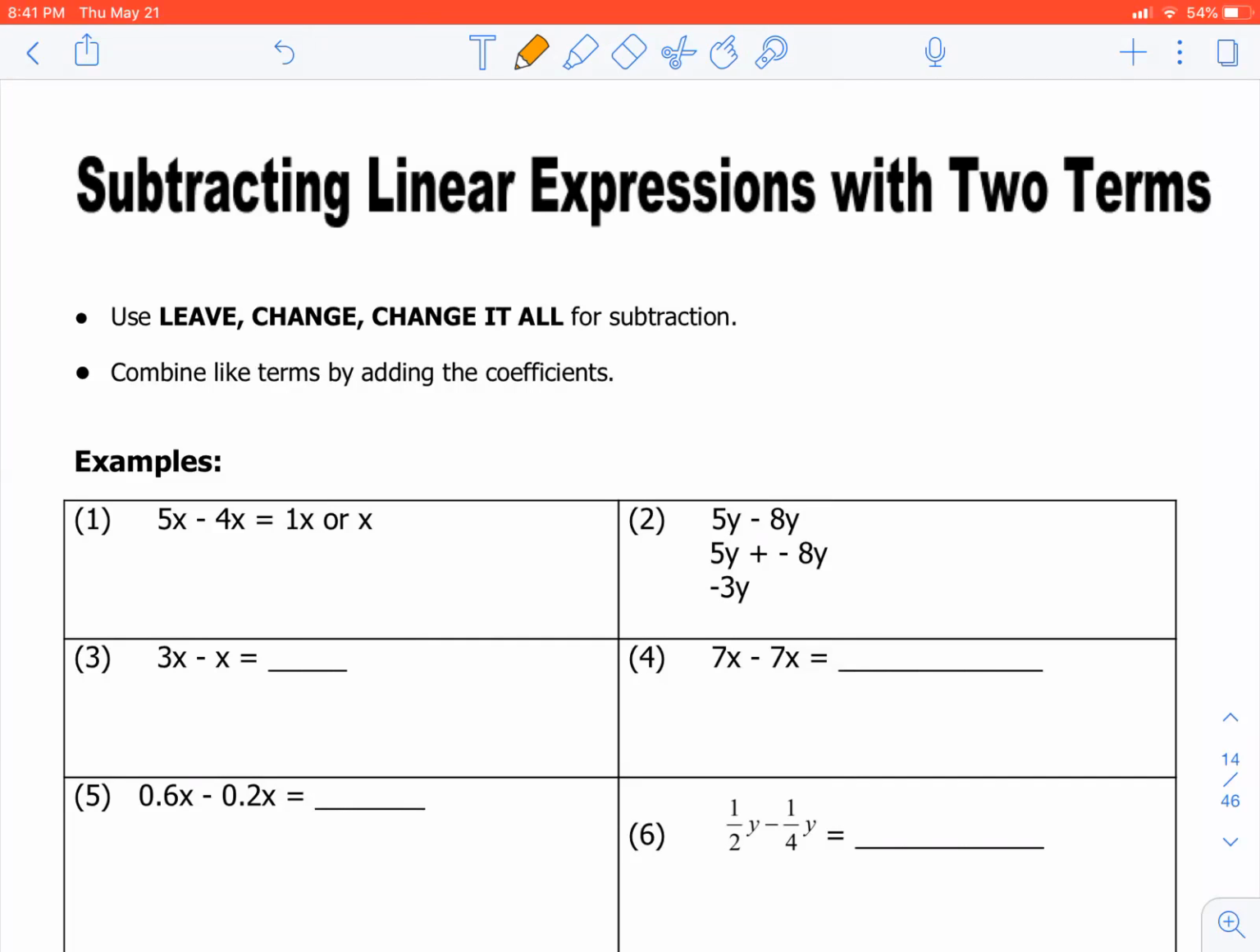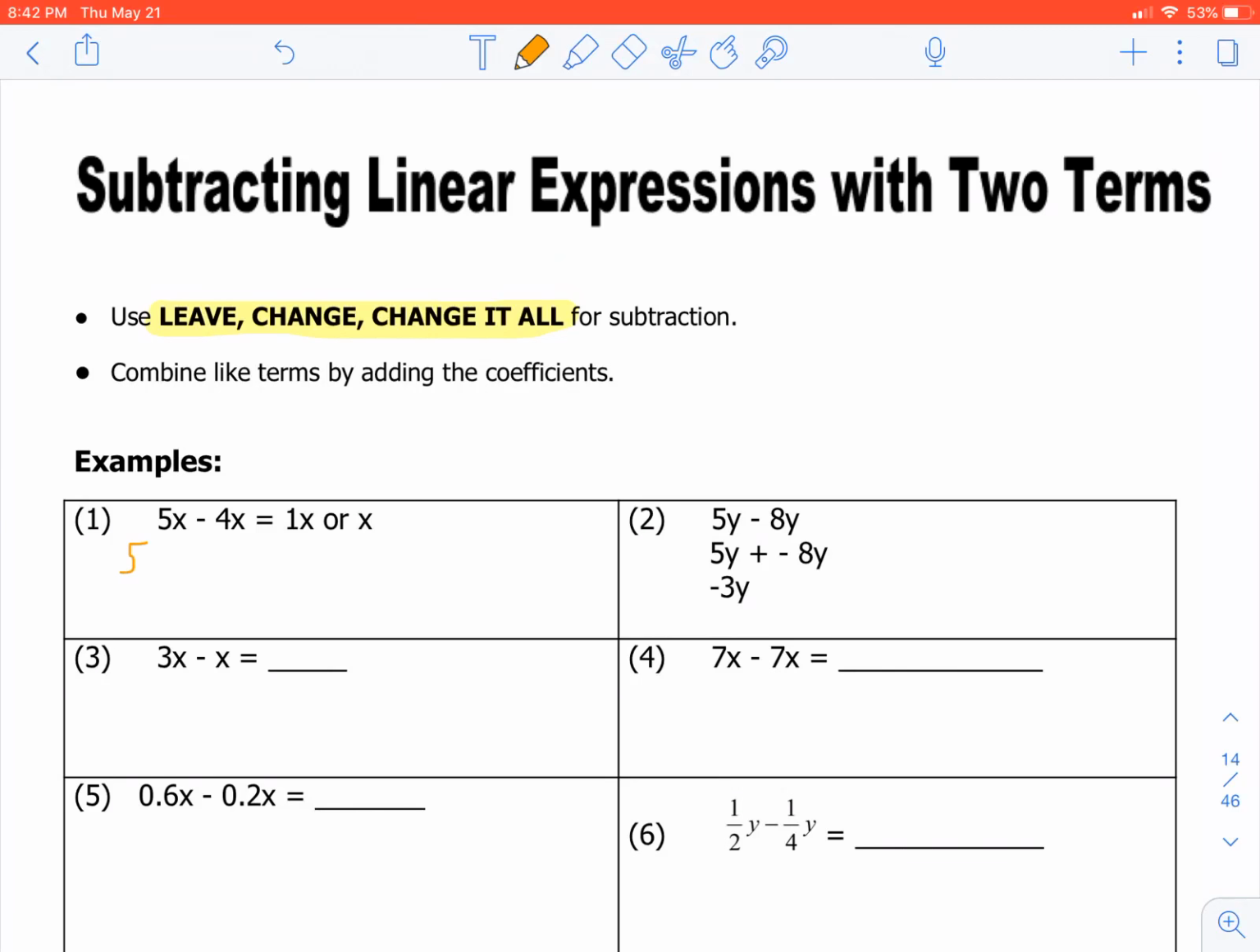All right, this lesson's on subtracting linear expressions with two terms, and I'm going to just remind you that whenever we are subtracting, we're thinking of this leave, change, change. Now, the only difference is we are subtracting expressions, so I'm going to add the words leave, change, change it all for subtraction. And let me show you what I mean by that.